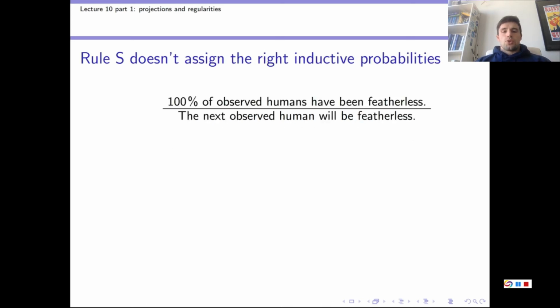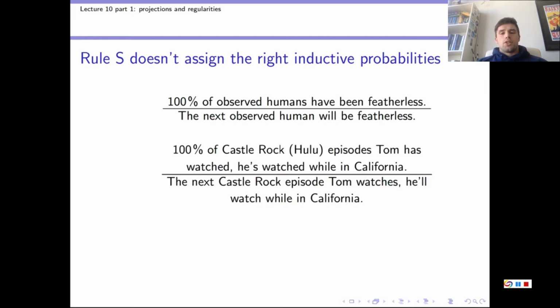So here's another shortcoming of Rule S. Even if we have 2 arguments to which Rule S does apply, it still doesn't assign the inductive probabilities that we ought to want. So here's one argument of the form that Rule S applies to. It says 100% of observed humans have been featherless, therefore the next observed human will be featherless. And here's another one. 100% of Castle Rock episodes Tom has watched have been viewed while Tom was in California. Therefore, the next Castle Rock episode Tom watches will be viewed while Tom is in California.